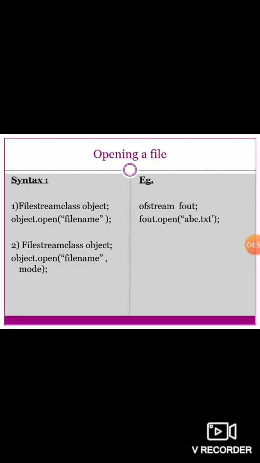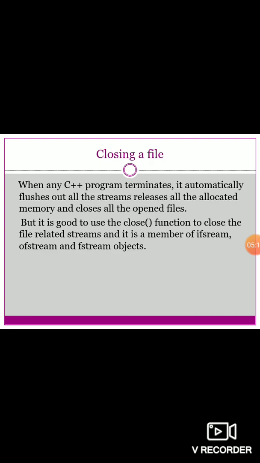Actually there is one more way to open a file, that is by using the constructor, but that is not in your syllabus. So here we will just use any of the file stream classes, then make the object, and with object dot open you pass the file name. Clear with the concept of how to open a file? Now we will move further to close a file.